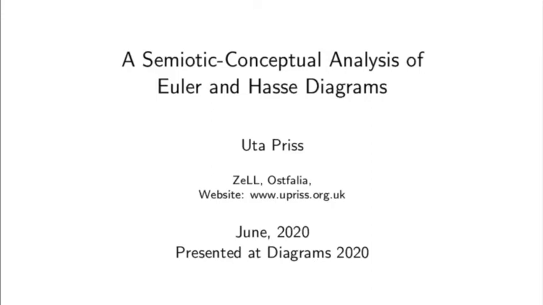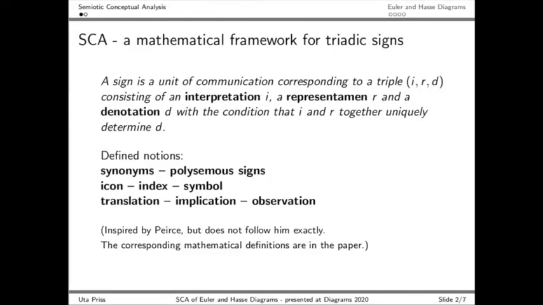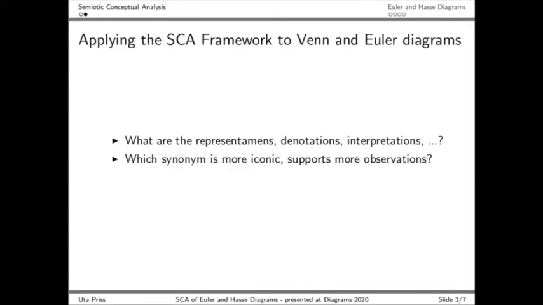I'm presenting a paper at the Diagrams Conference on the topic of Semiotic-Conceptual analysis, or SEA, of Euler and Hasse diagrams. SEA is a mathematical framework for semiotics and provides a vocabulary, for example, for defining a sign, but also sign relations and types of signs. In this paper, SEA is applied to Venn and Euler diagrams.